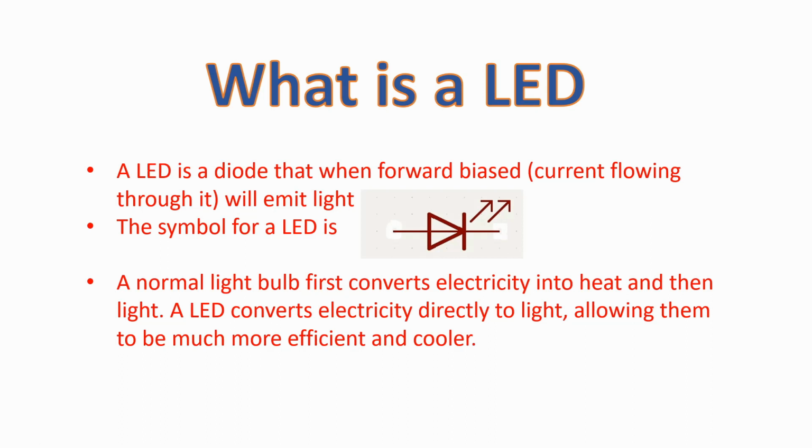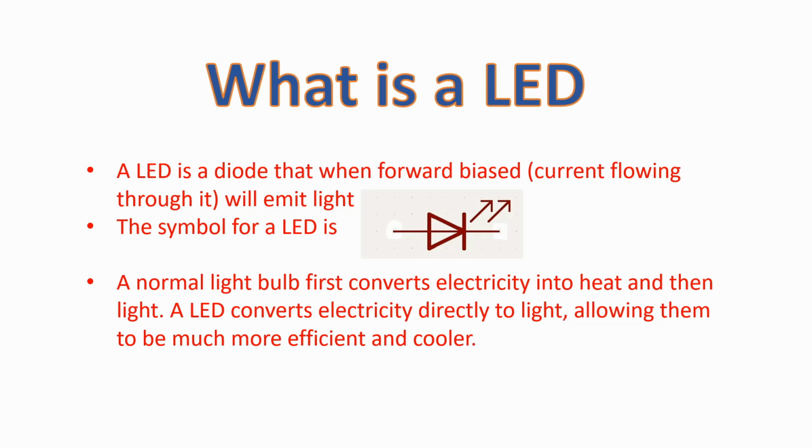An LED is a diode that, when forward biased, in other words, when current is flowing through it, will emit light. It's as simple as that. It's a diode that will emit light when the current flows through it. And the symbol is the diode symbol plus these little arrows, which indicate that it's an LED.